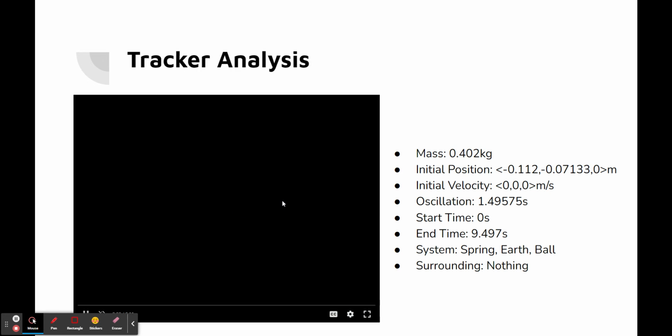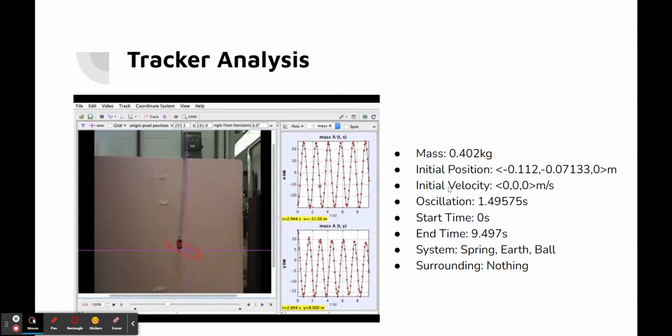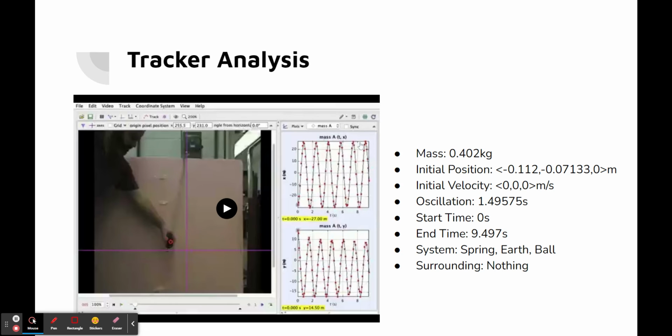So here's a video of the tracker, and as you can see, we have a mass over here. We have the initial position, initial velocity, and oscillation period time, which is the time for 4 oscillations divided by 4. The start time is 0 seconds, the end time is 9.497, and this is the system, and this is the surroundings.